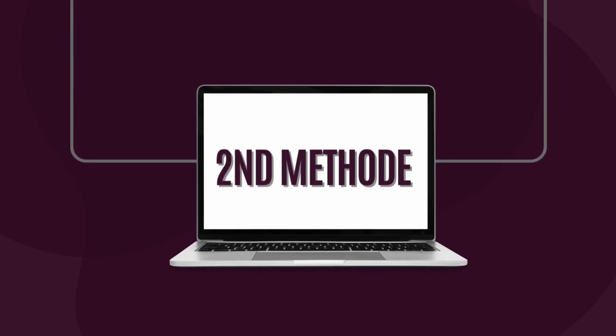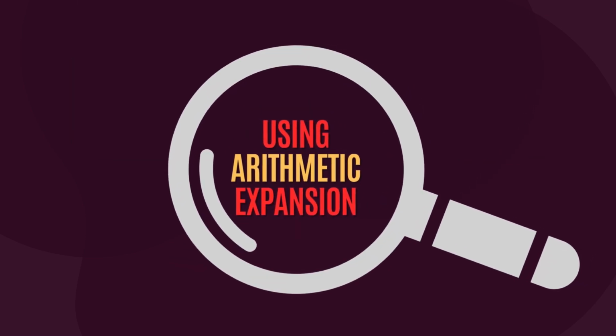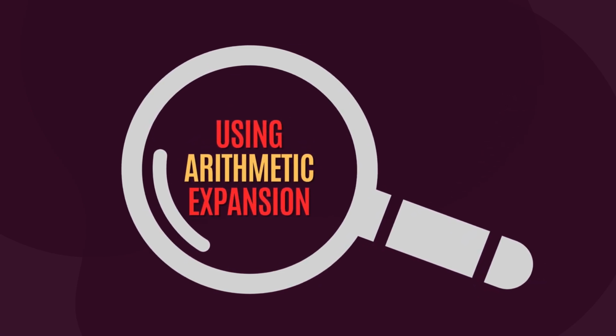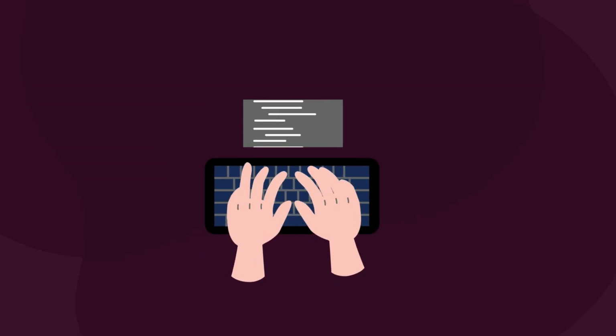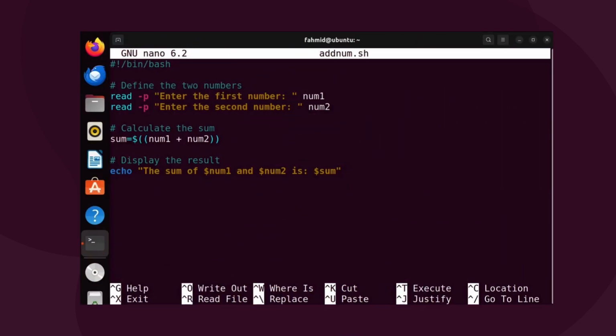Now I will talk about the second method, where I will show you how to use arithmetic expansion to sum up integer numbers. So let's see how it works. For this method, I have already created a script named addNum.sh. Here I have started with the shebang line, then defined two numbers which will be taken by user prompt. The first number is stored in the variable num1 and the second number is stored in the variable num2. Both will be taken through user inputs.